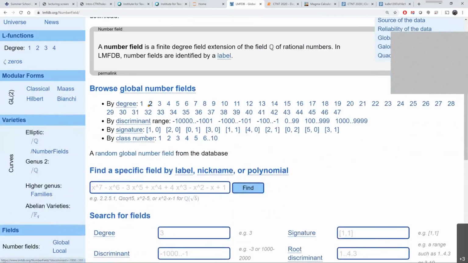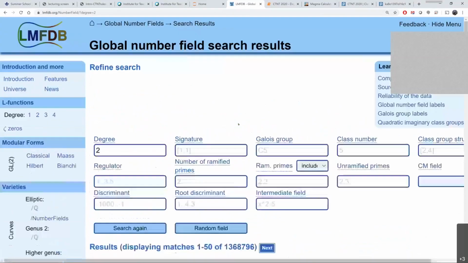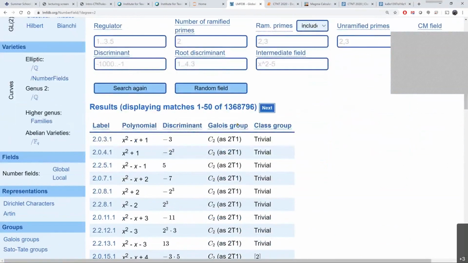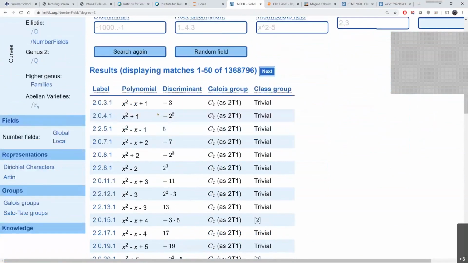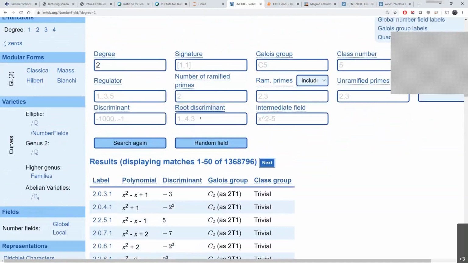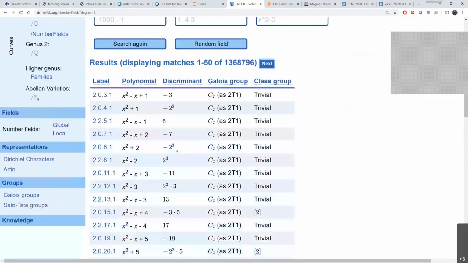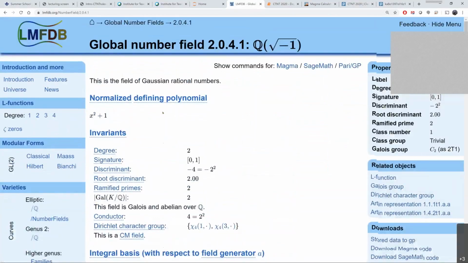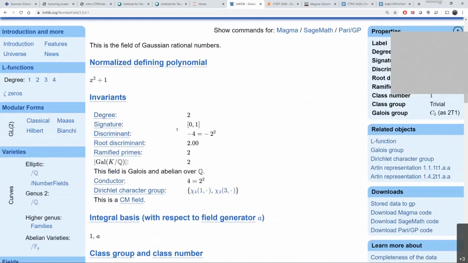So for example, you can start with degree 2. Here is a table of degree 2 extensions of Q ordered by discriminant. So here is the extension we were talking about: Q adjoin i is this extension, and the discriminant of this extension is -4.